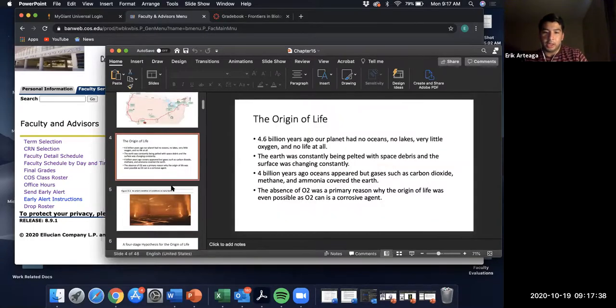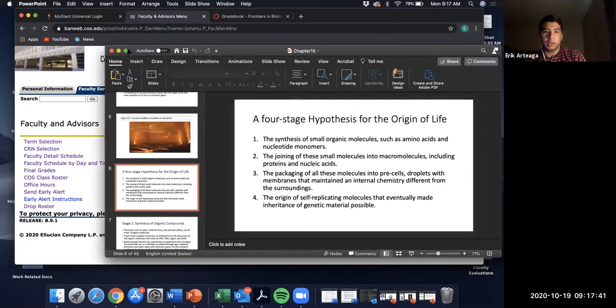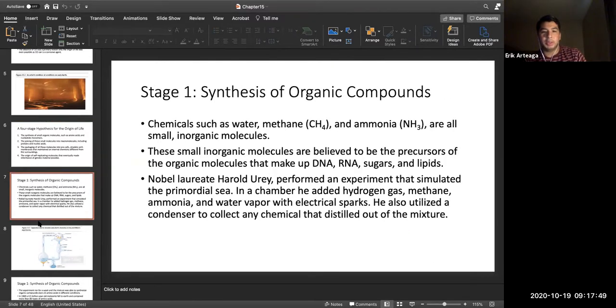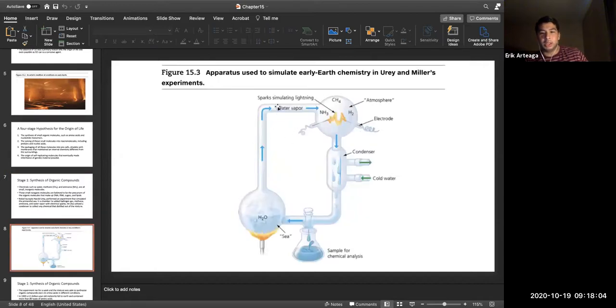Origin of life. So we talked about the chemicals that were in early Earth, joining of macromolecules together, the synthesis. We talked about this very specific experiment by Harold Urey. Again, he had a bunch of different inorganic chemicals that would eventually turn into organic chemicals through this heating process, right? He had electricity, he had water vapor, he had methane, nitrates, hydrogen gas. Then he had shocking events again, and then he had a condenser, and he collected these chemical samples.